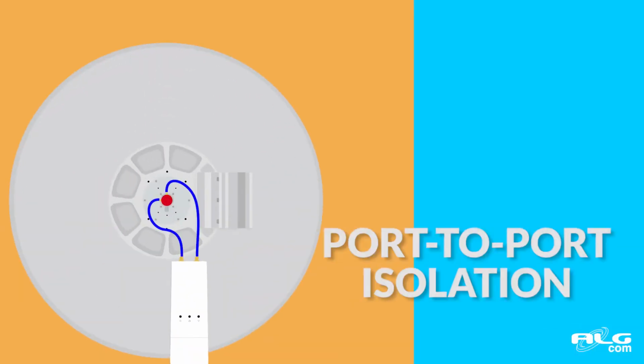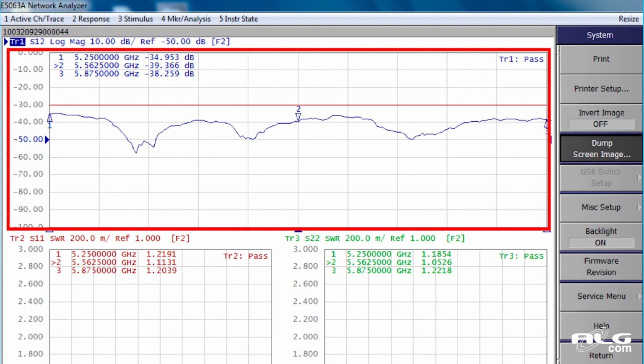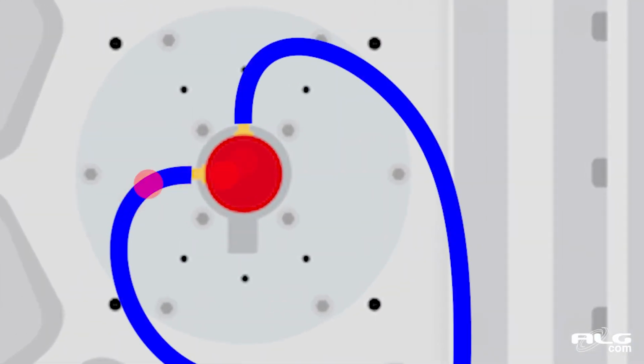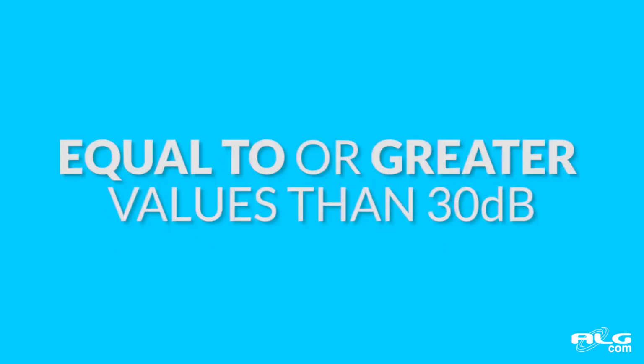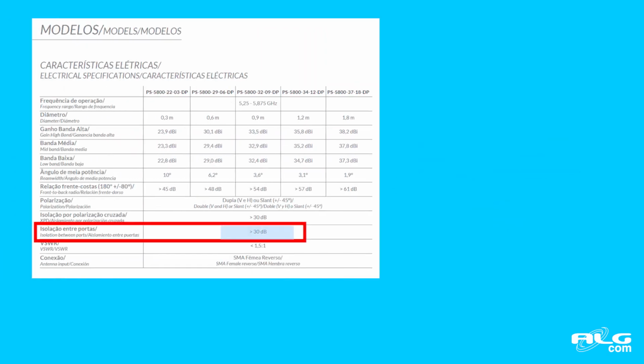And how about the port-to-port isolation? This is the measure of how much a port or a polarization is isolated from another on the antenna. We can analyze in this part of the graph the isolation measurements between ports of an antenna. If the isolation is low, the power that reaches one antenna port is sent partly to the other port. We seek to ensure that these values are equal to or greater than 30 decibels, and we can check in the datasheet the same information.